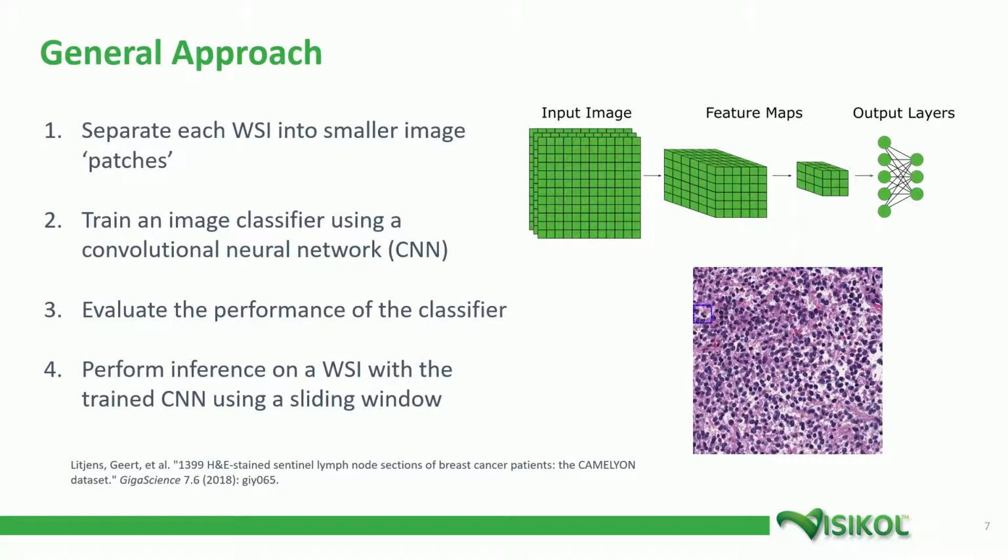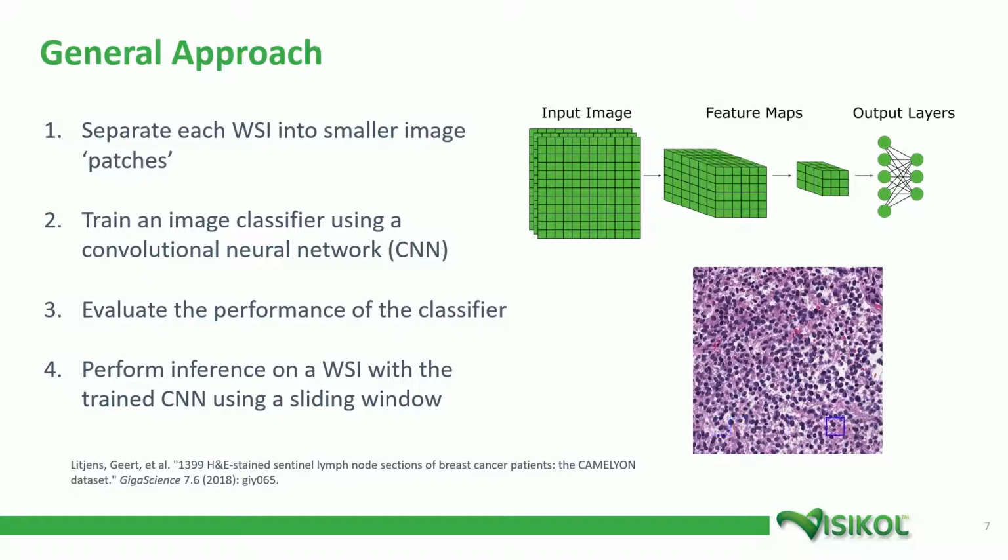Here's one of the many approaches we take in a deep learning project for digital pathology. First, we separate each whole slide image into smaller image patches. This is because each whole slide image is extremely large, and therefore it would not be feasible to train a neural network with such a large input.